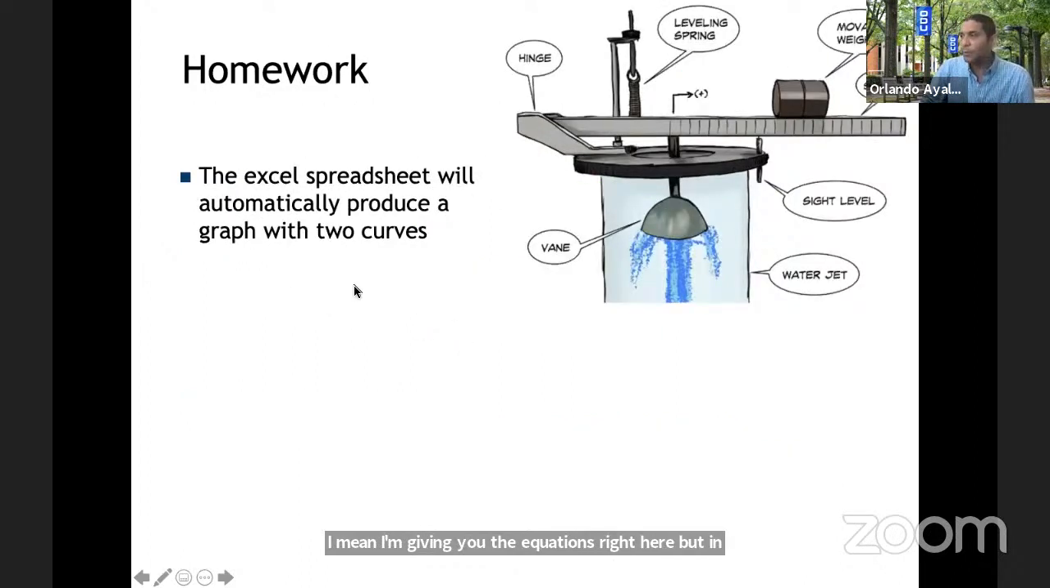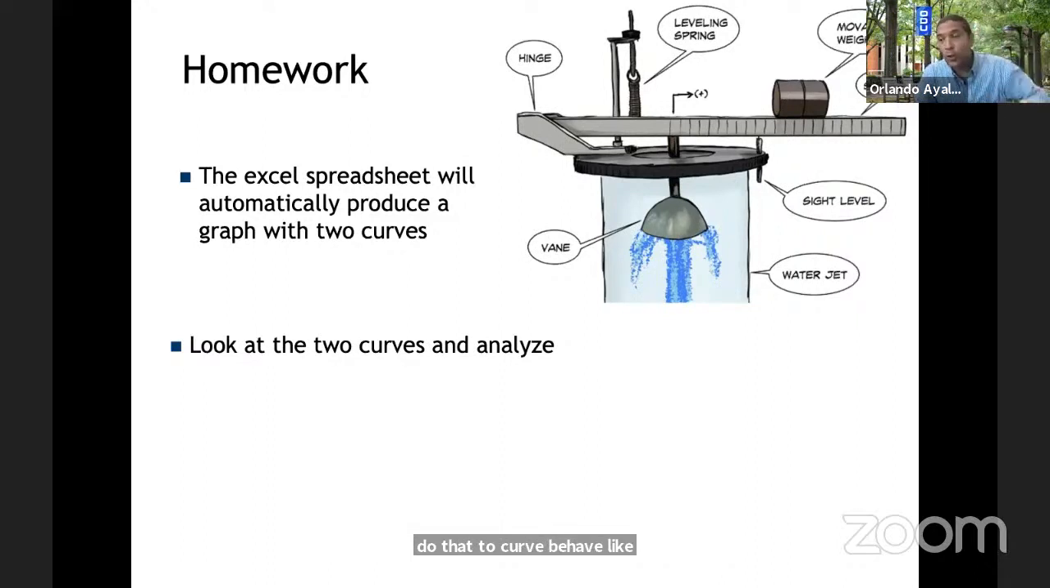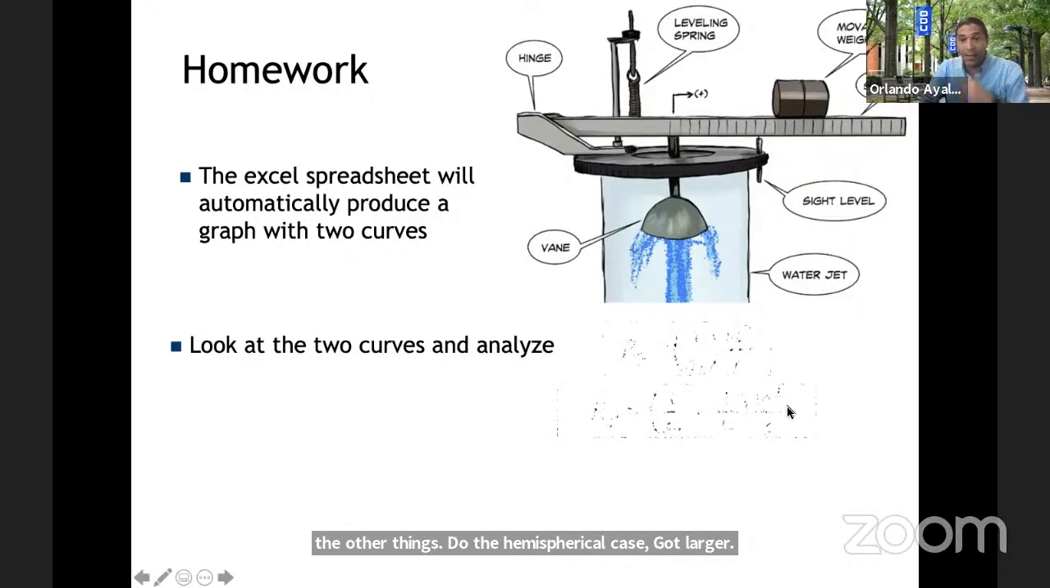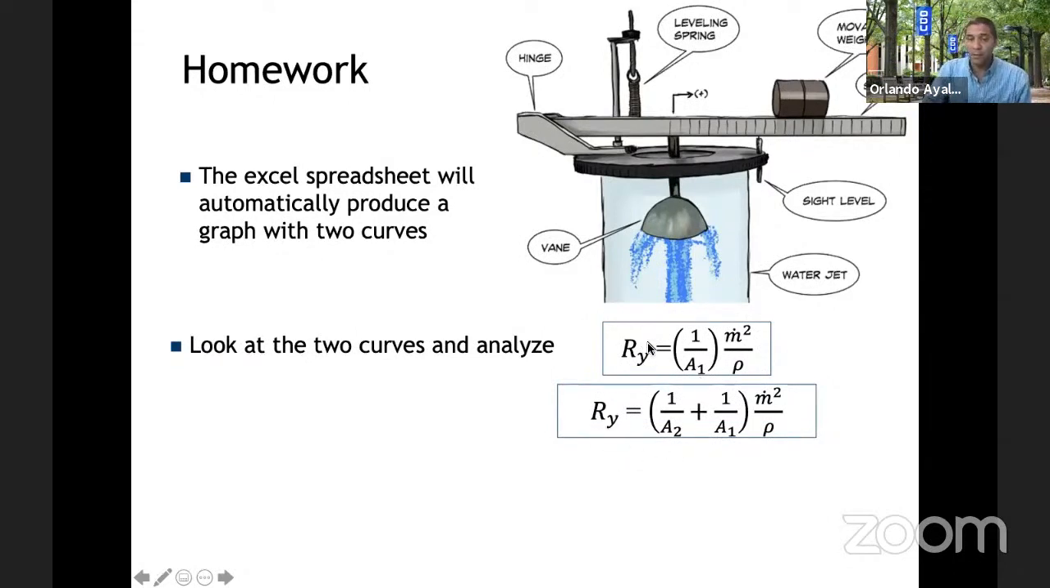The Excel spreadsheet will calculate everything for you and will give you two curves. What I want you to do is to look at these two curves. Do the two curves behave like a parabola? And the other thing is, does the hemispherical case give larger reaction forces than the flat plate? It should, because the theory tells us that the hemispherical should give you larger forces than this. That's all I need you to do.